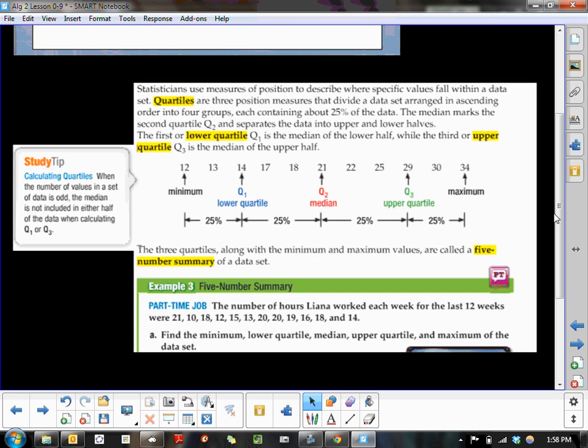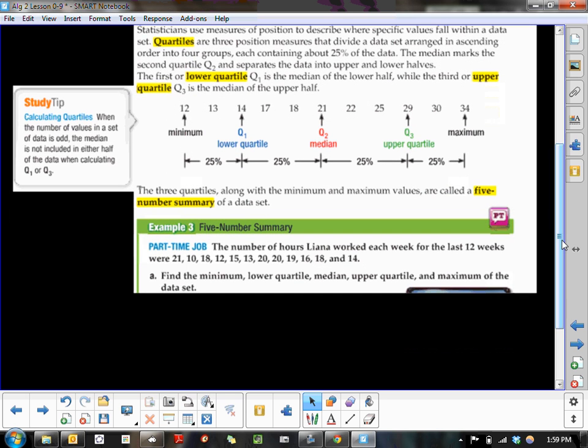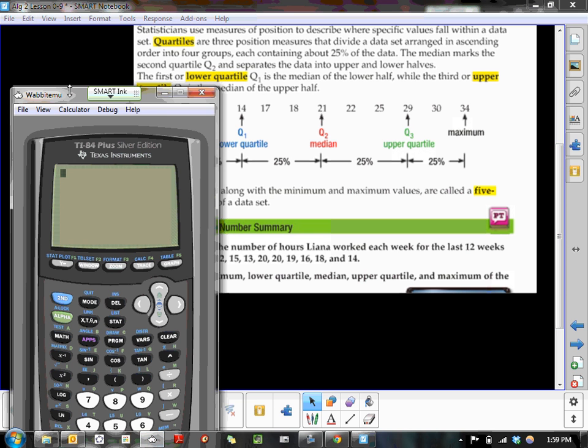Okay, so let's look at our 5-number summary on the next set of data, which means we have a lower quartile, second, third quartile, and we also have the maximum and minimum. The number of hours that Lena worked in each of the first 12 weeks were, and they list those there. Find the minimum, lower quartile, median, upper quartile, and the maximum of the data set. We're going to use technology to help us find these. We just looked at our calculator and it showed us some of this information in our previous example. So I took the time and I already loaded this data into the stats.